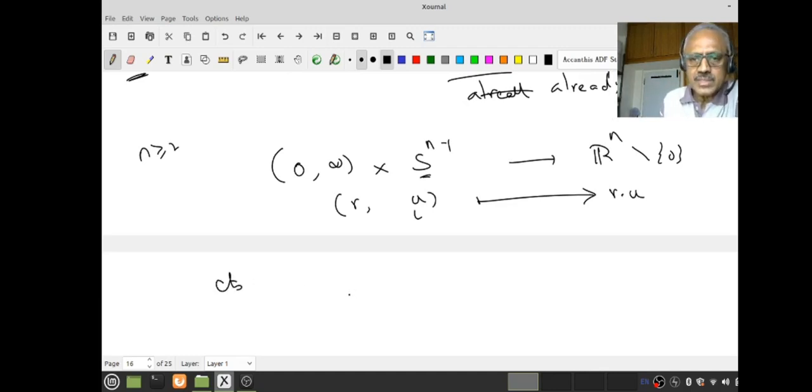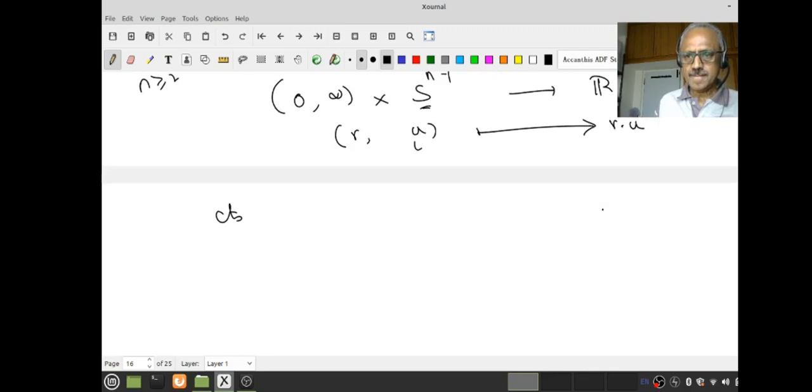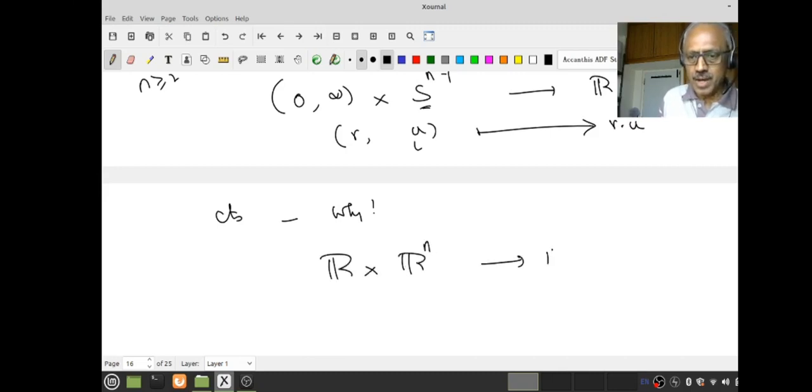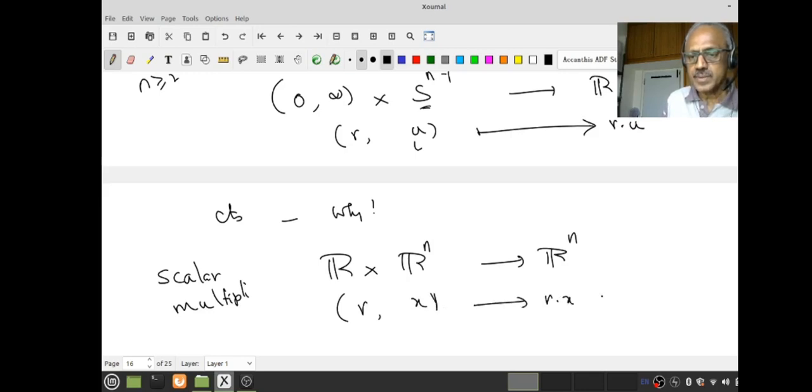Why is this map continuous? See, r going to r times u. We want to say this is continuous. Yeah, do you follow that? Why is this map continuous? This is again a very subtle argument. Remember the scalar multiplication R times Rn to Rn, namely, let me write it as (r, x) going to r times x, is continuous.